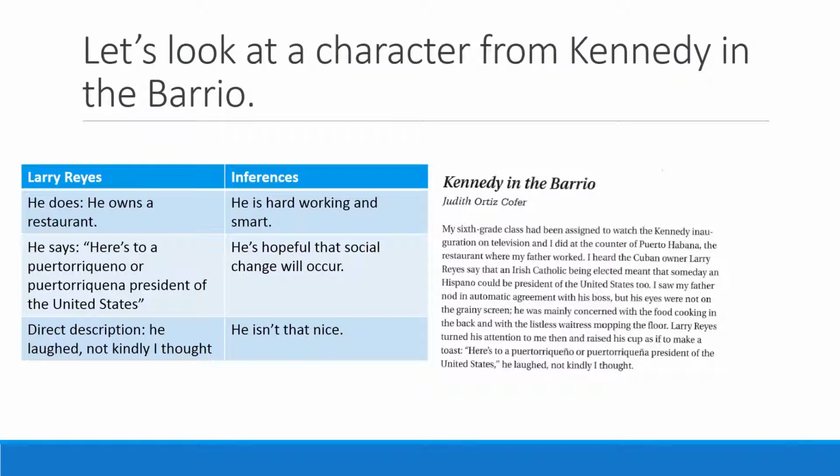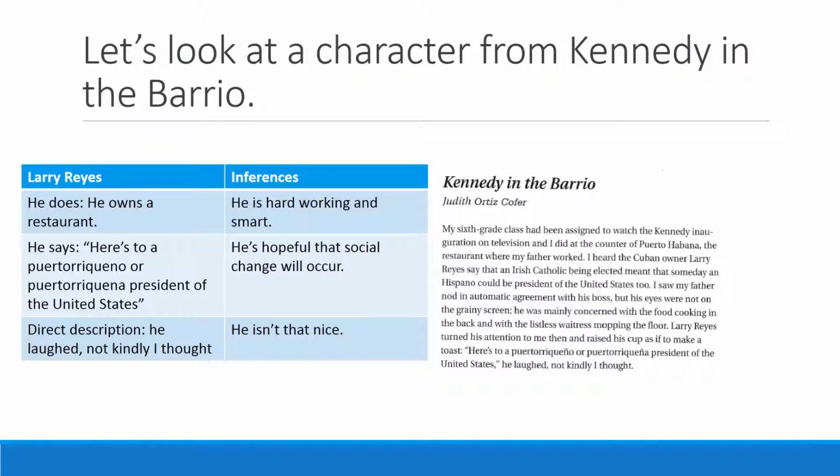Let's look at a character from Kennedy in the Barrio. So Larry Reyes, if you look in the chart, let's look at something he does. One thing he does is he owns a restaurant. And an inference we could make from that is that he's hardworking and smart, because in order to own a successful restaurant, you have to be hardworking and smart, because that's a tough business.